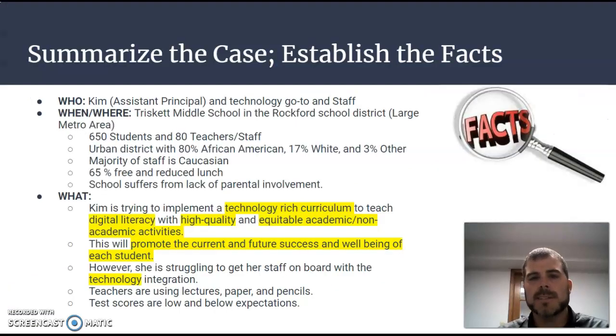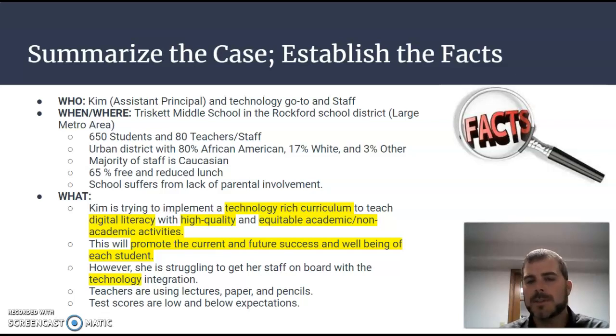First, we're going to summarize the case and establish the facts. The who: Kim, the assistant principal, myself, who is a technology go-to, and our staff and students. When and where did this case take place? This took place at Triscuit Middle School in the Rockford School District, which is a large metropolitan area.